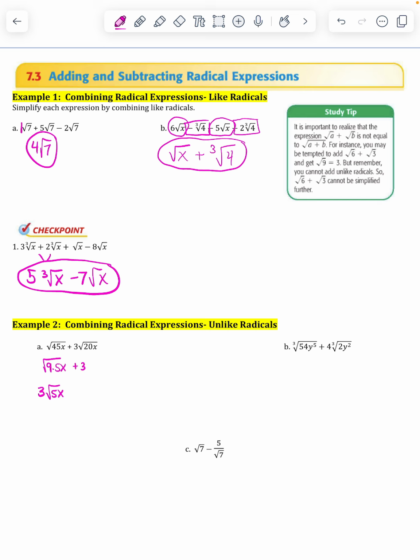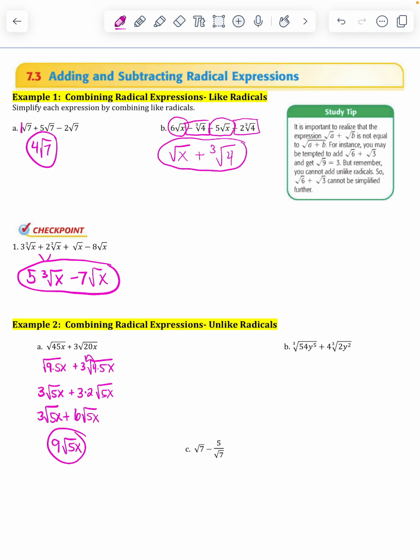Plus 3 times the square root of 20x, I would rewrite this as 3 times the square root of 4 times 5x, knowing that I can take the square root of 4 out. When I do that, the square root of 4 turns into a 2, which gets multiplied by the 3 out front. So I'll show you each step, making this 3 times the square root of 5x plus 6 times the square root of 5x, and that would be 9 times the square root of 5x. And that would be our final answer.